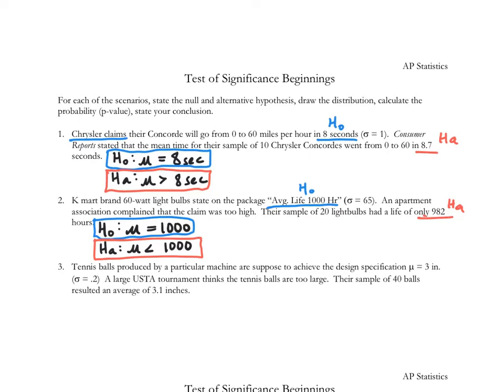Let's do one more. Practice, right? Tennis balls produced by a particular machine are supposed to achieve the design specification of 3 inches with a standard deviation of 0.2. A large USTA tournament thinks the tennis balls are too large. Their sample of 40 balls resulted in an average of 3.1 inches. So this is probably the average diameter of the tennis ball, right?